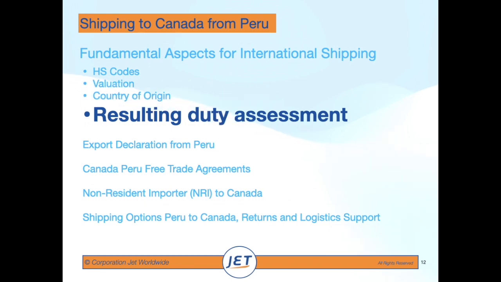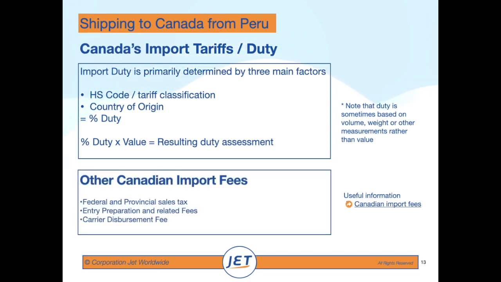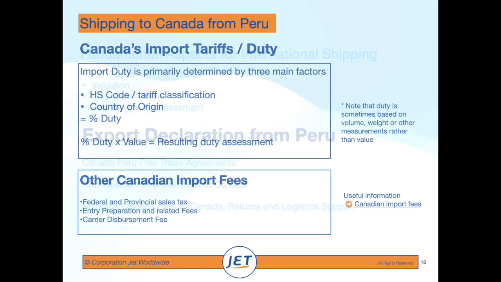Resulting duty assessment. In most cases, import duty is determined by 3 main factors: tariff classification or HS code, country of origin, and value. The tariff classification and country of origin determine the percentage to apply to the value for duty. Note that all imports, even if imported duty-free, are subject to Canadian federal and provincial taxes. Visit our blog outlining other common Canadian import fees.